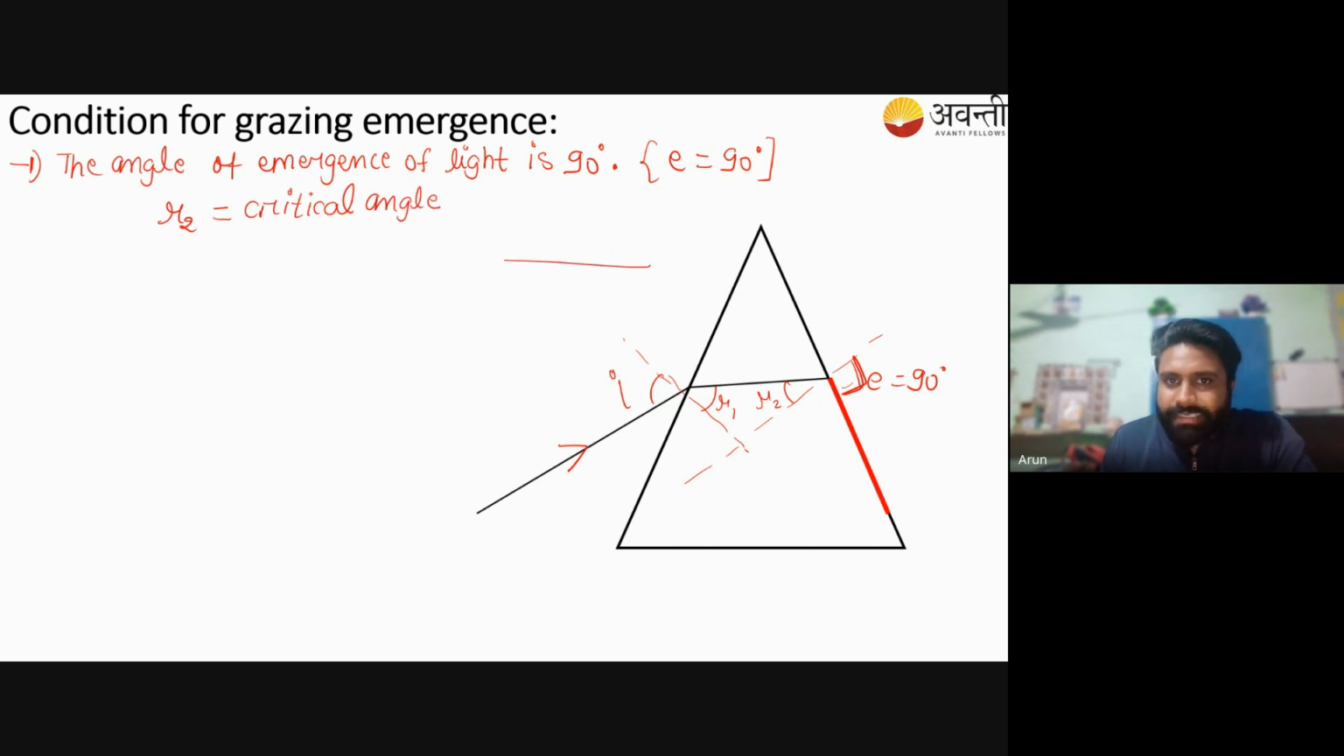What is happening in TIR? This is the rare medium, this is denser medium. This ray is coming and it is moving along the boundary for critical angle. You have seen, na? Because if this is not the critical angle, this is any kind of angle which is less than critical one, then this ray moves away from the normal. And for the critical angle, it moves along the boundary. This is the TIR. Okay?